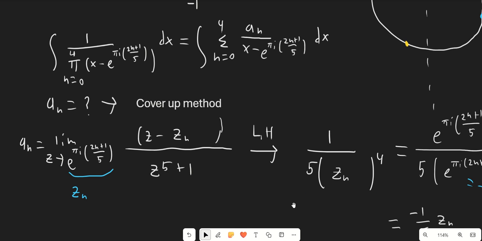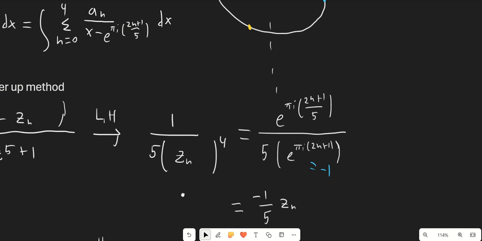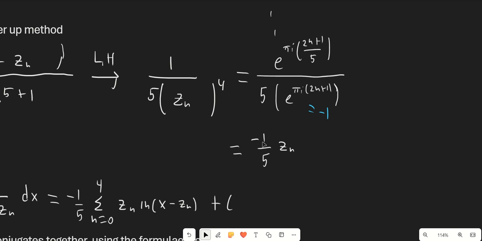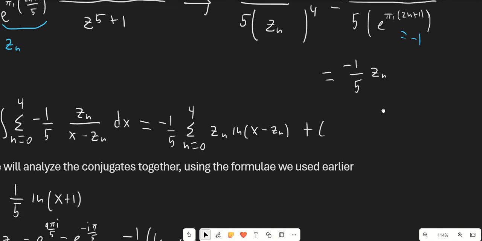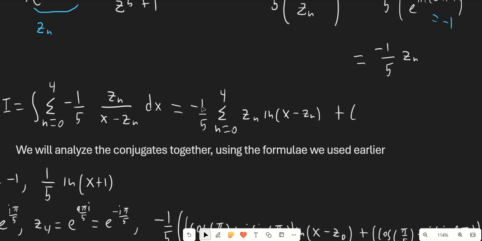This gives us 1 over 5 times zn to the 4th, or 1/5 e to the pi i times (2n plus 1). This is just negative 1, so we get negative 1 over 5 zn. So now we can go ahead and integrate, and we're going to get negative 1/5 sum from n equals 0 to 4 of zn natural log of x minus zn plus c.